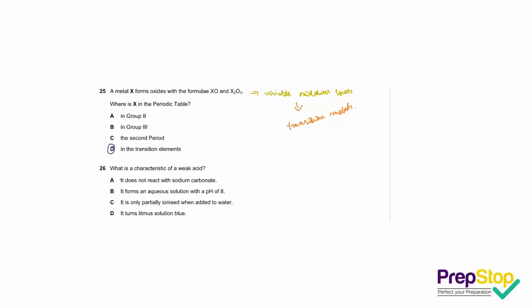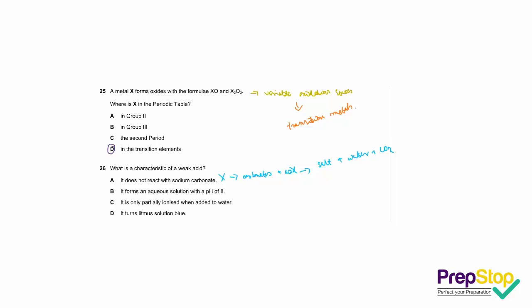Question number 26. What is a characteristic of a weak acid? Option A. It does not react with sodium carbonate. This is incorrect because all acids react with carbonates to form a salt plus water plus carbon dioxide.